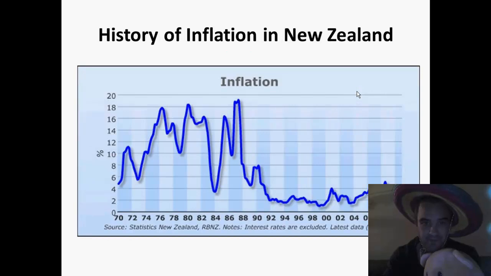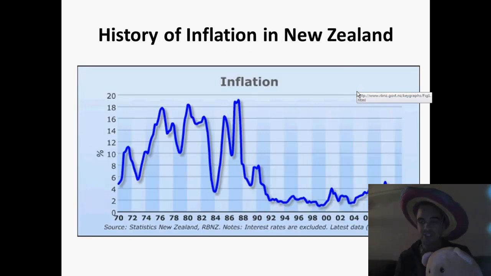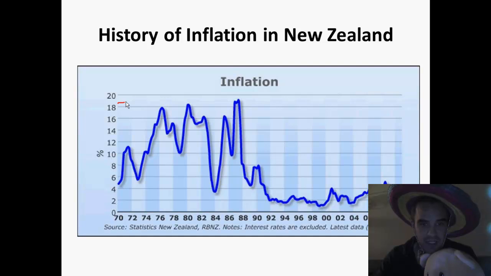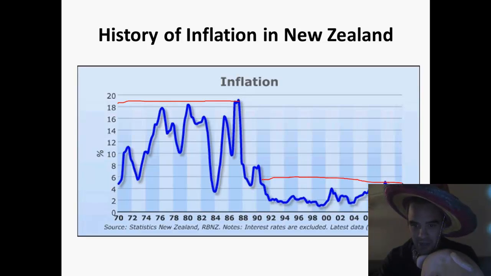Pretty scary stuff. So here's a history of inflation in New Zealand. Look at that, 1988, it's at 19%. That is just ridiculous. How could it get to that percent in New Zealand? It's quite shocking. And if you look down here in 2010, it's only at 4%. I think the main reason for that could have been the Reserve Bank of New Zealand. You'll find out about how the Reserve Bank affects inflation as the lessons progress.